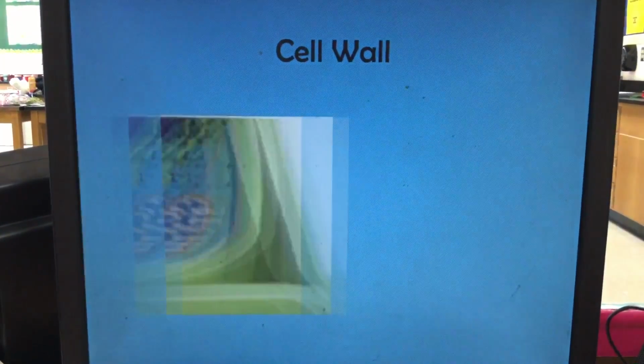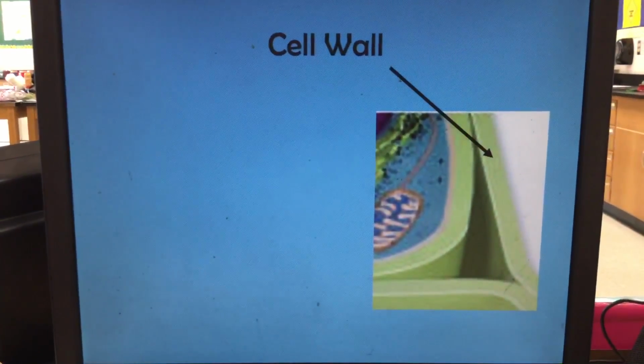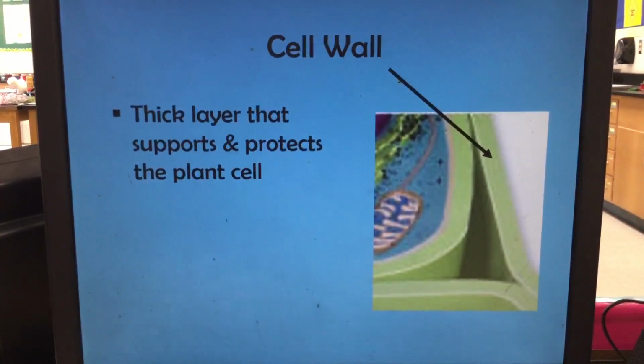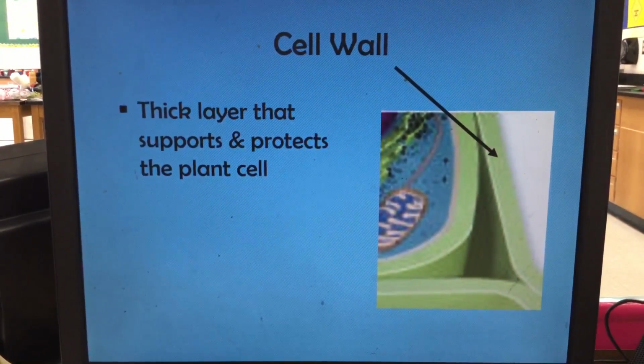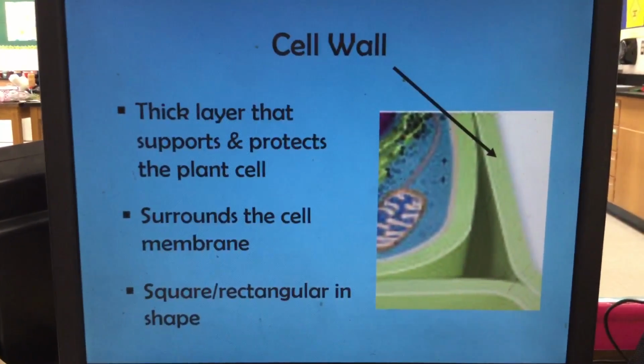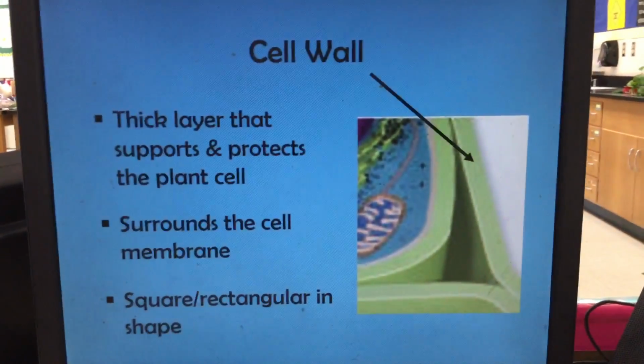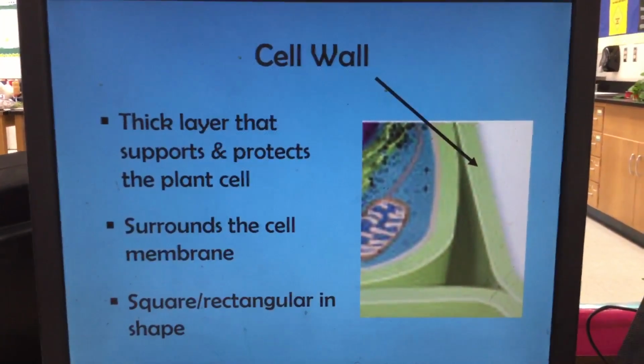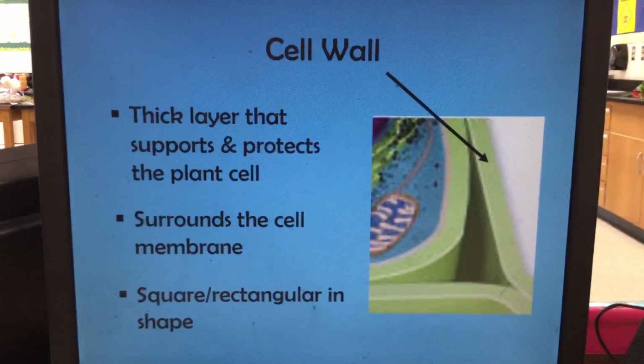Okay, the cell wall. So the animal cell only has a cell membrane. The plant cell has a cell wall that has a thick layer supporting and protecting the plant cell. This surrounds the cell membrane. So they both have a cell membrane. The plant cell, though, has a cell wall. It's square and rectangular in shape.